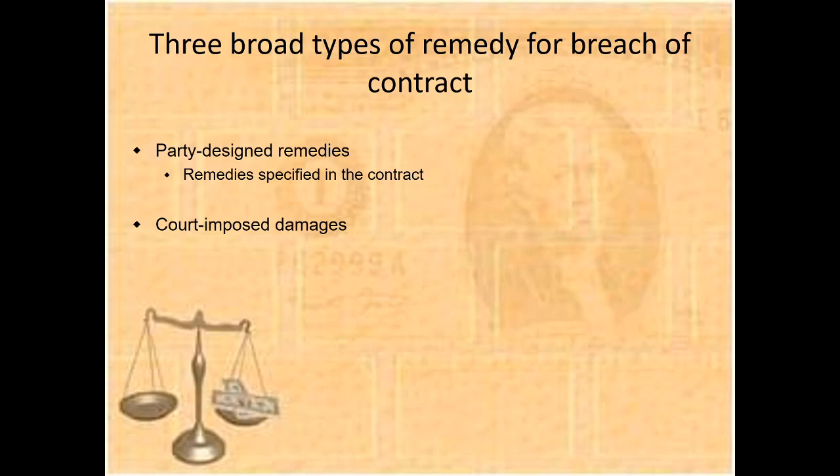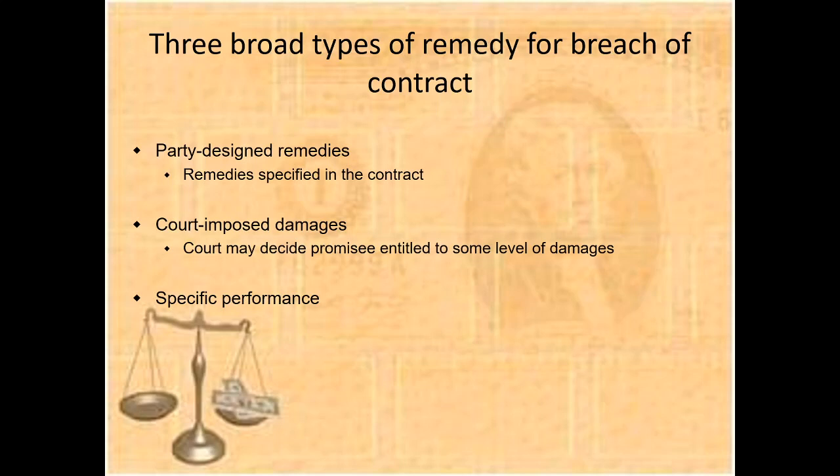The second kind is court-imposed damages, where the court may decide whether the promisee is entitled to some level of damages or not. That would be evaluated based on their own hearing and things like that, and then they decide. The last one is specific performance. This is a very interesting part which somebody has to look for. It forces the breaching party to live up to the contract. So this is what specific performance is.